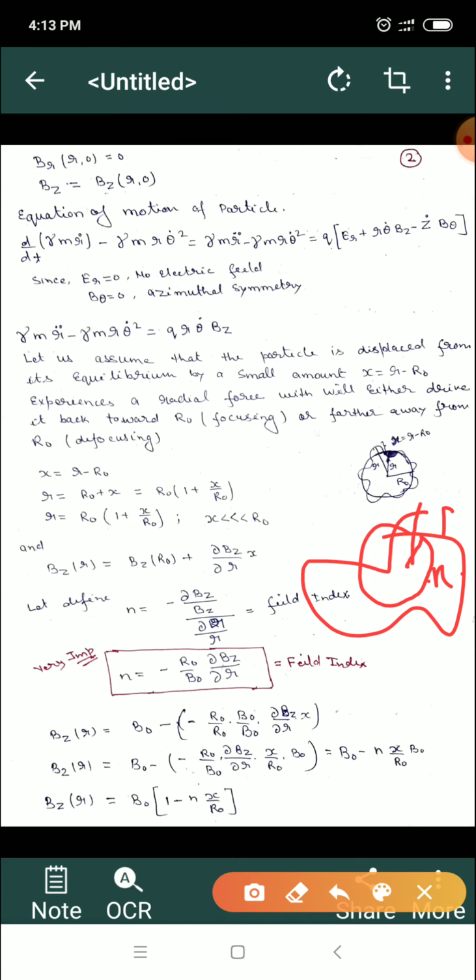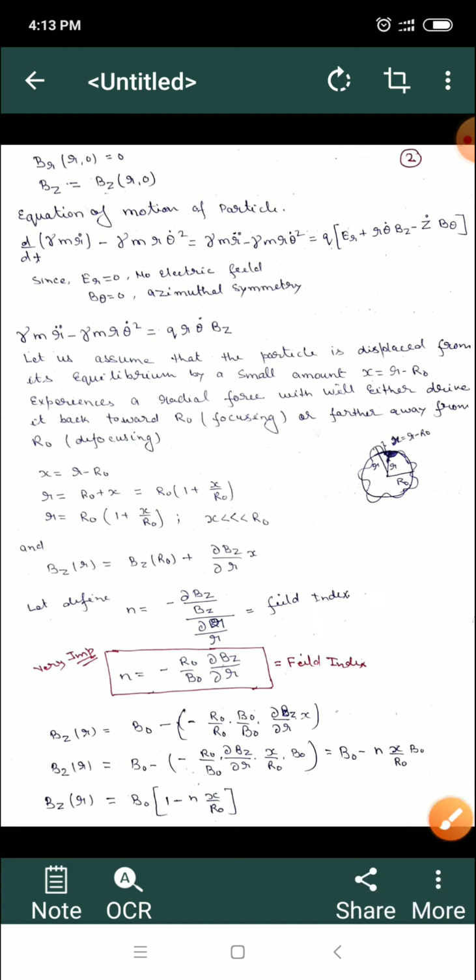So we can write the equation of motion for the betatron oscillation. I have made a diagram also. So x is equal to small r minus r0. Small r can be written as capital R0 plus x, or R0 times 1 plus x upon R0, where x is less than capital R0. And Bz(r) is, as we know for the axisymmetric magnetic field, Bz(r0) plus del Bz upon del r times x.